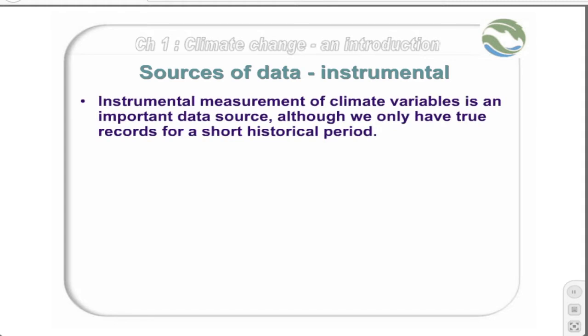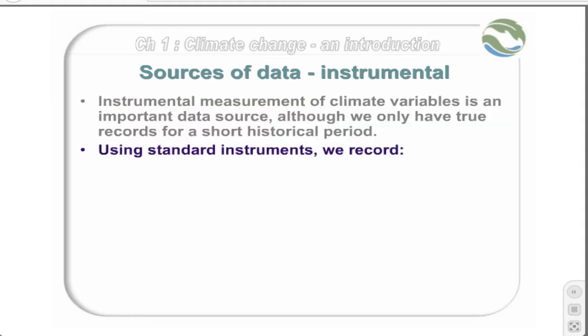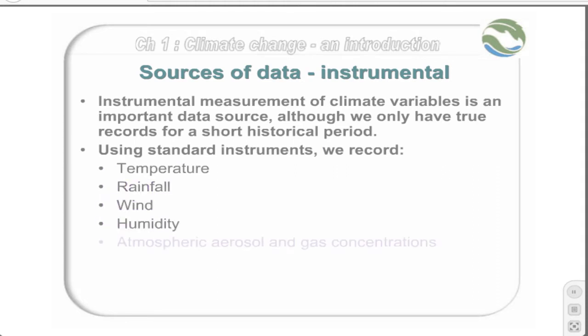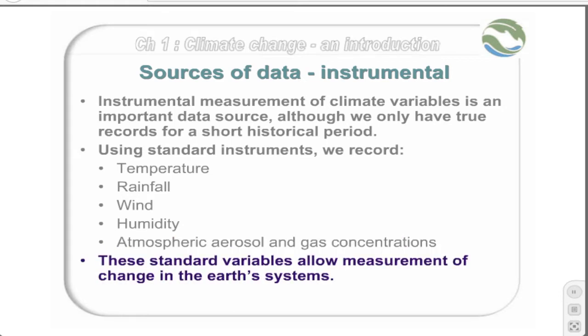Instrumental measurement of climate variables is an important data source, although we only have true records for a very short historical period. Using standard instruments, we record temperature, rainfall, wind, humidity, and atmospheric aerosol and gas concentrations. These standard variables allow measurement of change in Earth's systems. Each of these sets of measurements portrays an important part of the Earth's climatic system, especially in terms of interactions with the biosphere. However, possibly the most useful of these measurements is temperature.